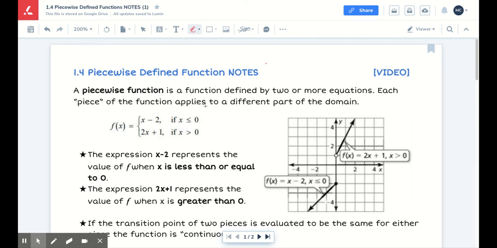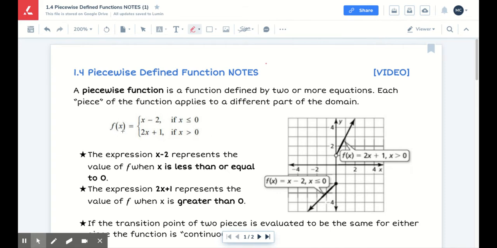Today we're looking at piecewise defined functions. A piecewise defined function is a function defined by two or more equations. Each piece of the function applies to a different part of the domain. This is the format for the definition of a piecewise defined function here.